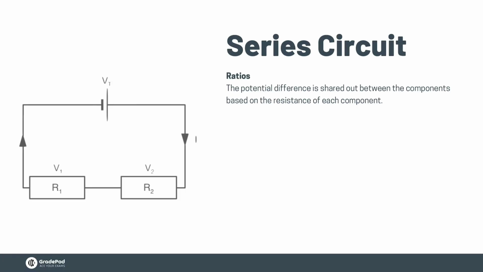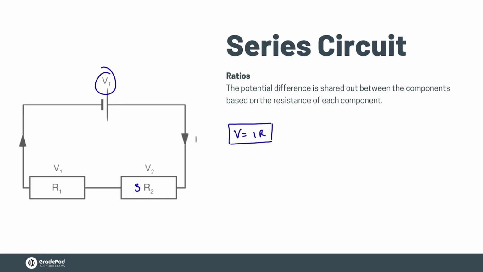Whenever you're dealing with questions to do with series circuits and you have to calculate the resistance or the voltage across a resistor and so on, you can always use Ohm's law. Please always do bear this in mind. But there's also a handy little ratio that you can remember. Basically, the potential difference, this value up here, is shared out between the components based on the resistance of each component. So if this resistor here, R2, is 3 times the size of resistor 1, then it receives 3 times the voltage share of resistor 1.